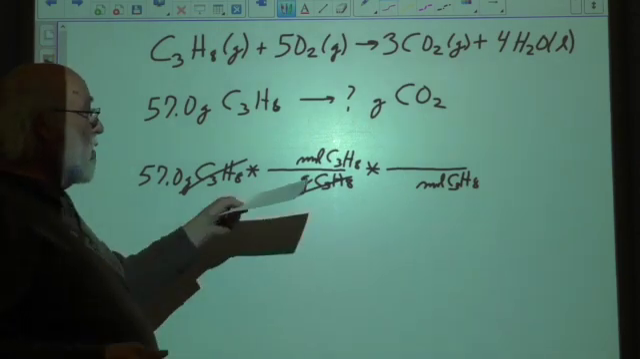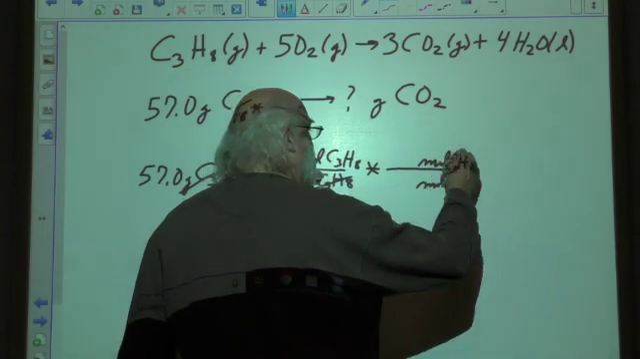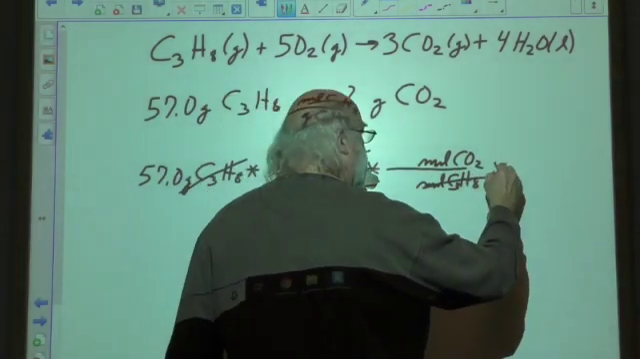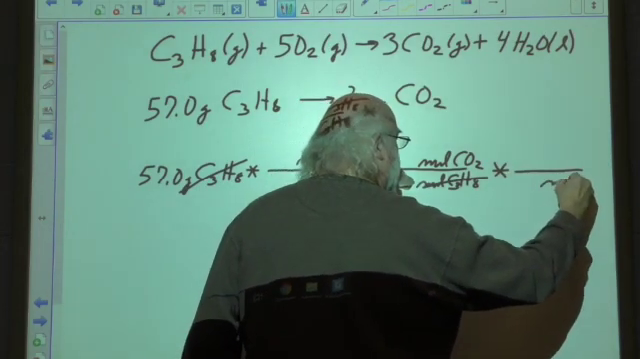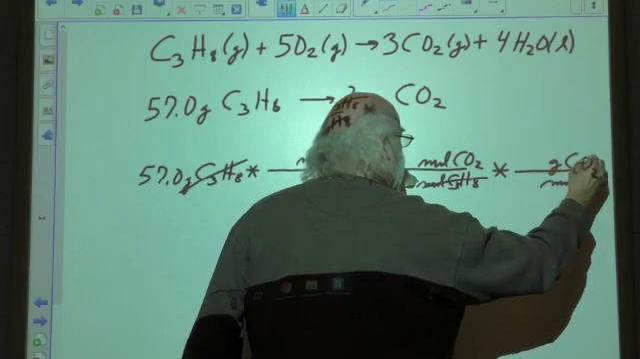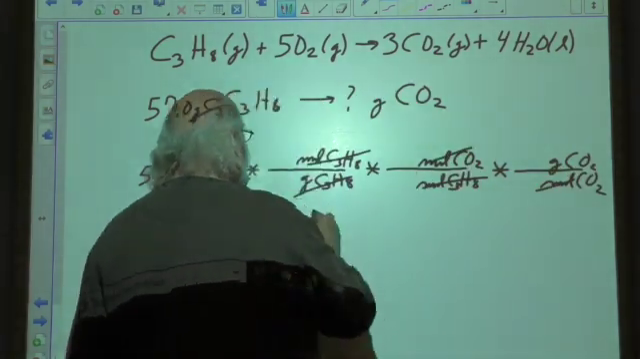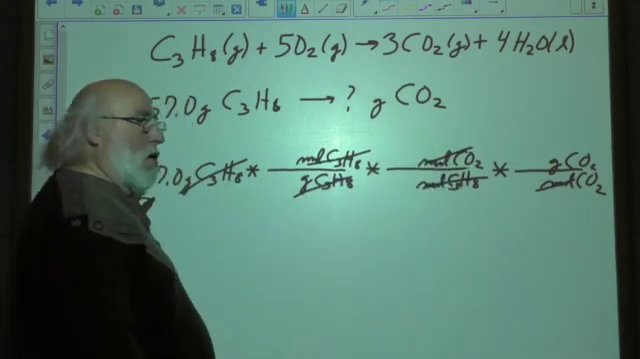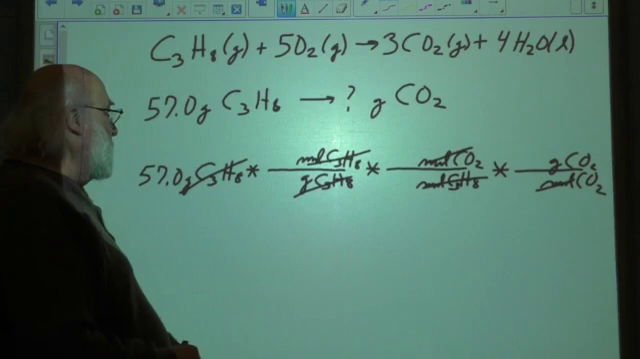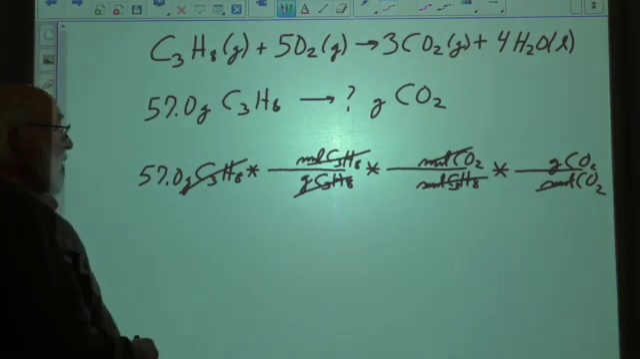And now we can change moles of one substance to moles of another substance. The other substance we want is carbon dioxide. So we'll put moles of CO2 on top. Moles of propane are gone. And then I change moles of carbon dioxide to grams of carbon dioxide because that's what I want to end up with. And as you can see, there's 1, 2, 3 steps involved in all gram to gram stoichiometry problems. So now it's just a matter of plugging in numbers.